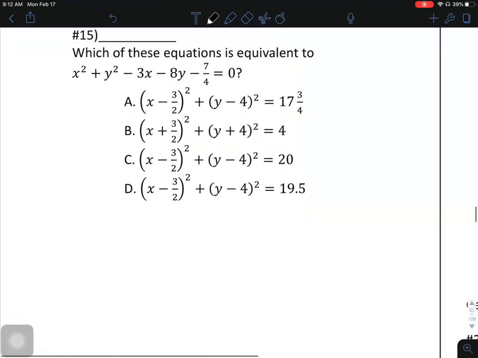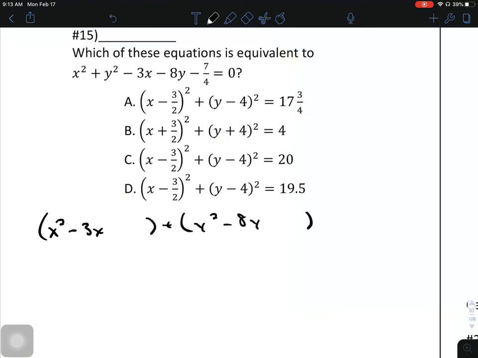Ooh, this is going to be good. Got to complete the square for this. We're going to have x squared minus 3x, and we're going to complete the square. We're going to have y squared minus 8y. We got to complete the square. If I move this to the right side, it's going to be a positive 7/4.